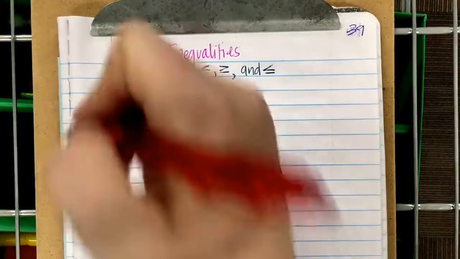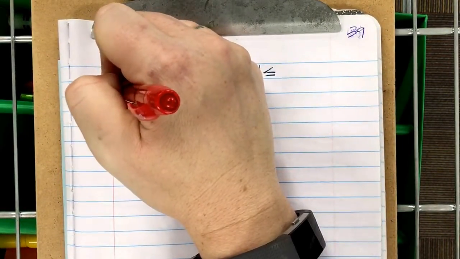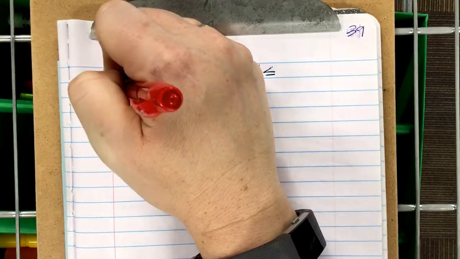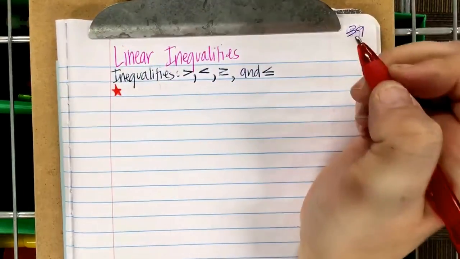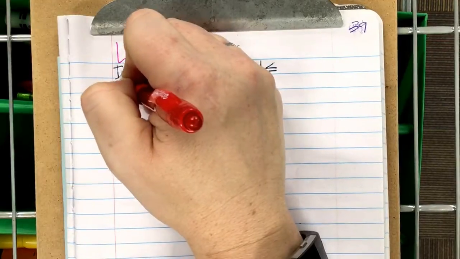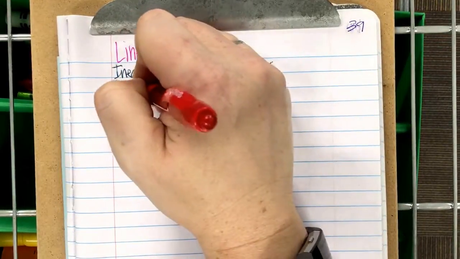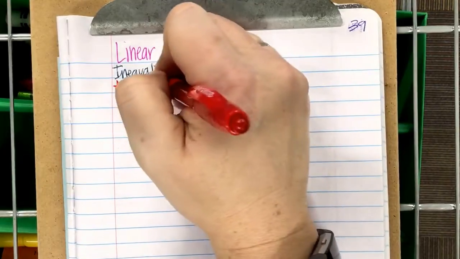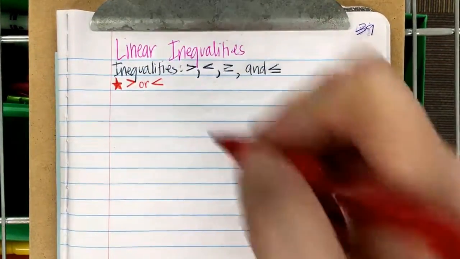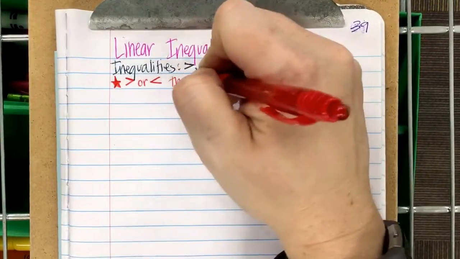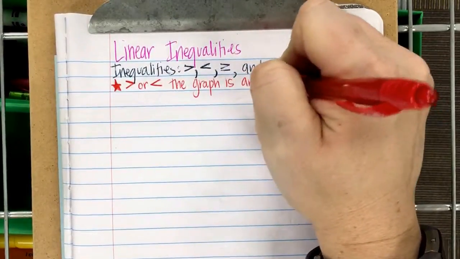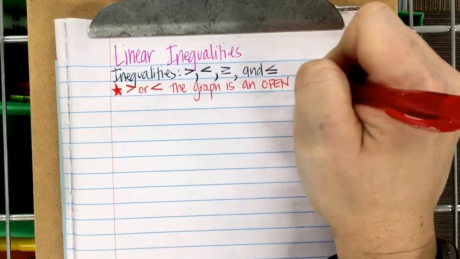So when we're working with inequalities, seventh graders, this might be new to you, so you're going to have this out with you. If it is a greater than or a less than, when you graph it, the graph is an open dot.